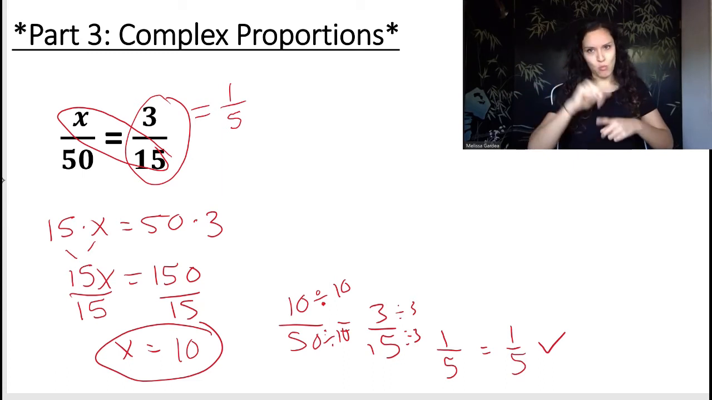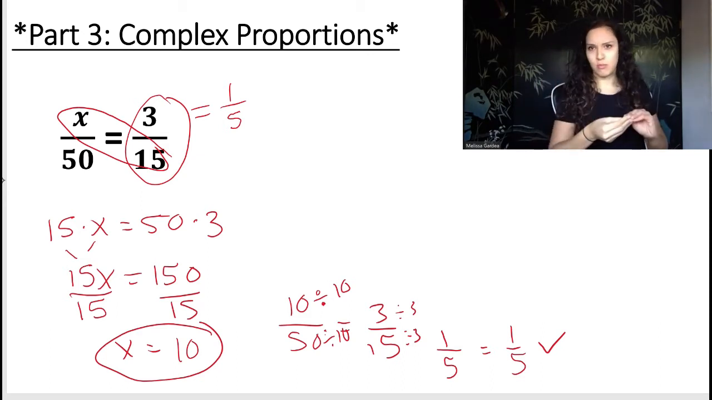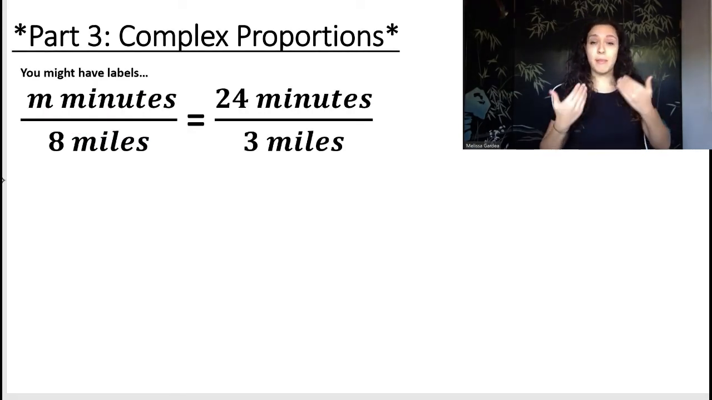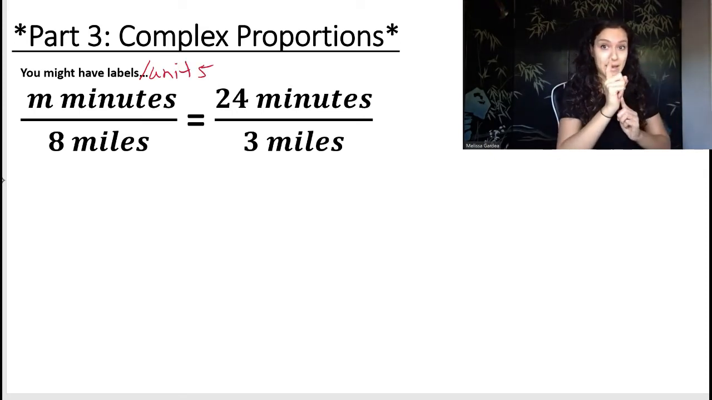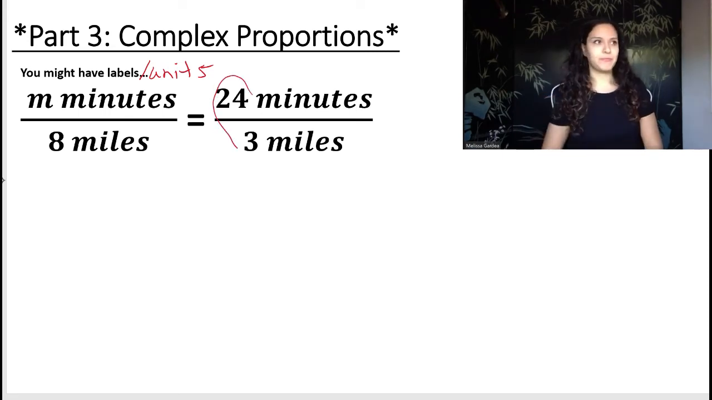All right, the next slide is the last problem I'm going to have you practice for the butterfly method, but the only difference is it has units. So instead of just numbers, it has units, but you solve it the same way. It says we might have labels. Really, you may have units. Okay, labels, units, they're the same thing. So it says m minutes over 8 miles is the same thing as 24 minutes out of 3 miles. Well, automatically I can say 24 divided by 3 is 8, but let's just use the butterfly method to help us. Okay, so if it helps, you could just rewrite it.